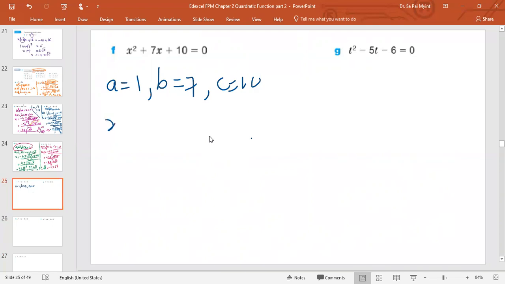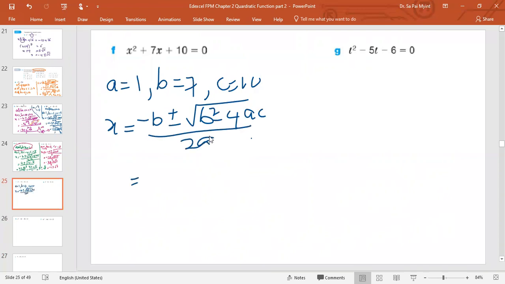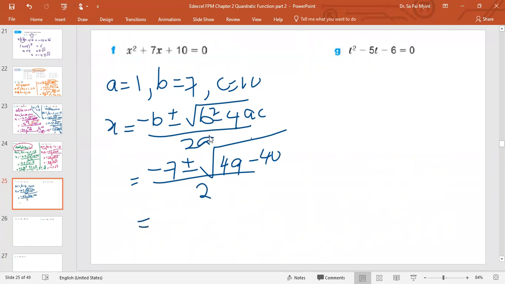You can write easily: negative B plus or minus square root of B square minus 4AC over 2A. So negative B is negative 7, plus or minus square root of 7 square is 49, minus 4AC. 4 times 1 is 4, 4 times 10 is 40, divided by 2A. 2 into 1 is 2. Minus 7 plus or minus square root of 9 divided by 2. You can find two solutions.